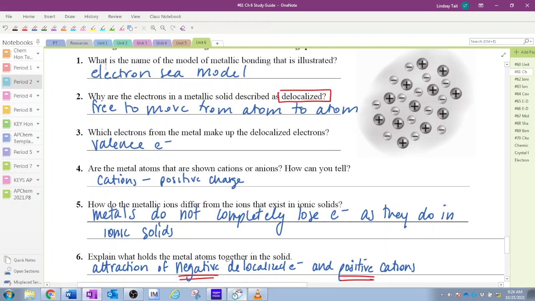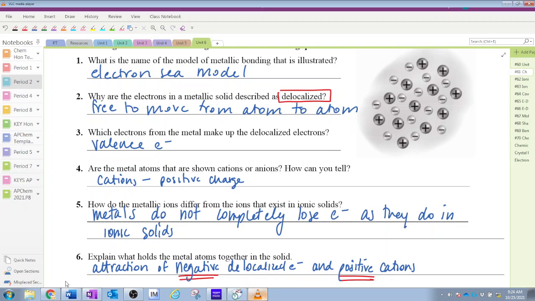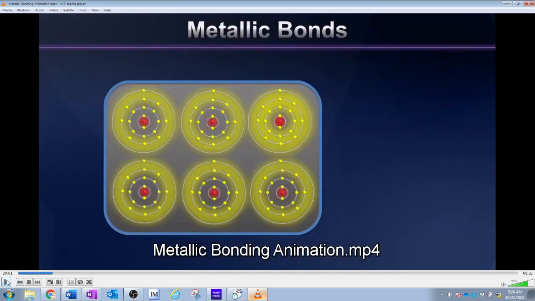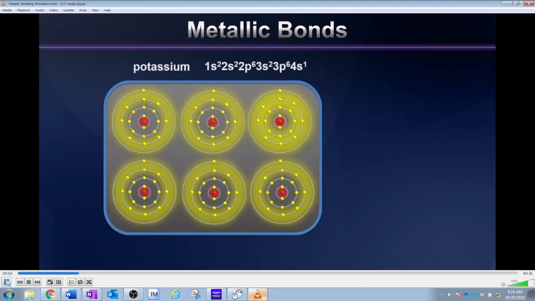So let's take a little closer look at that, the electron sea model. So here we're going to look at an atom of potassium. So here are 6 different atoms of potassium. Let me play a little bit longer. And they're trying to represent the electronic structure. There's the electron configuration at the top, and they're using a Bohr, like circular orbit model, not exact, but it's going to get its point across. So we have 19 yellow electrons and then a red nucleus.